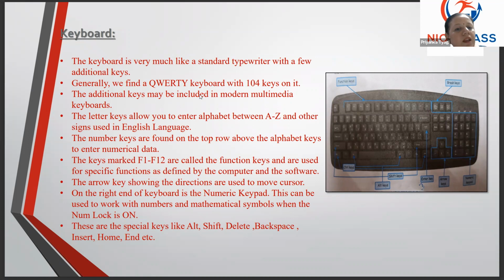The additional keys may be included in modern multimedia keyboards. The letter keys allow you to enter the alphabet from A to Z and other signs used in the English language. The number keys are found on the top row above the alphabet keys to enter numerical data. The keys marked F1 to F12 are called function keys and are used for specific functions as defined by the computer and the software. The arrow keys showing the direction are used to move the cursor.